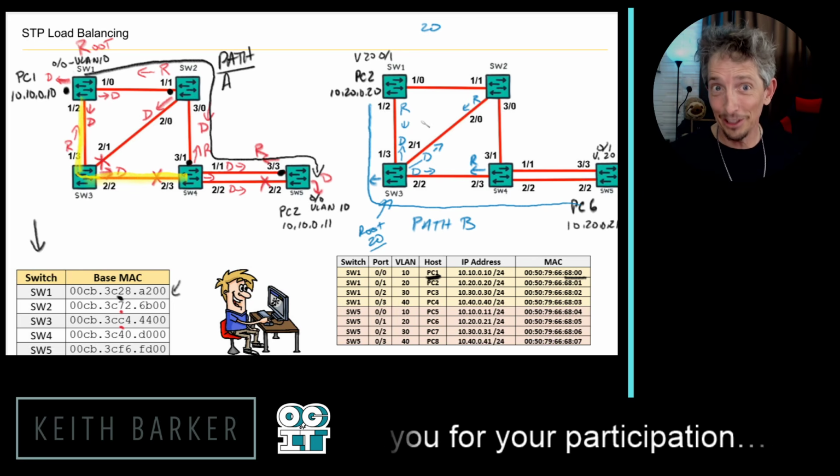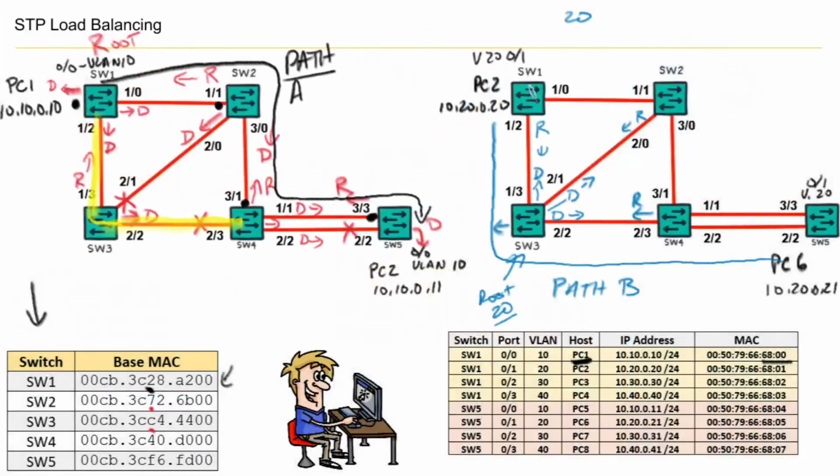So let's take a look at who has the lower bridge ID in this topology. Switch 1 has a base MAC address ending in 28A200, and switch 2 has a base MAC address ending in 72. So switch 1 has a better base MAC address, which makes it a better bridge ID if all the priority is set to equal. And as a result, for this segment right here, switch 1 would be the designated port. It would get to forward, and switch 2 would say bummer. That's how you spell bummer with an X.